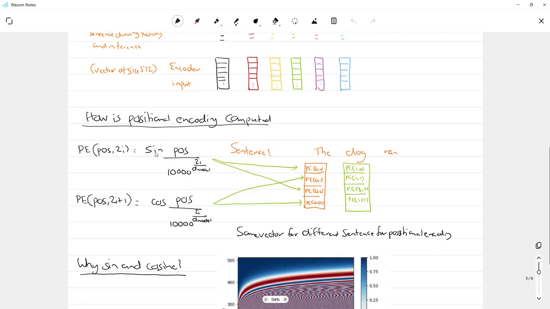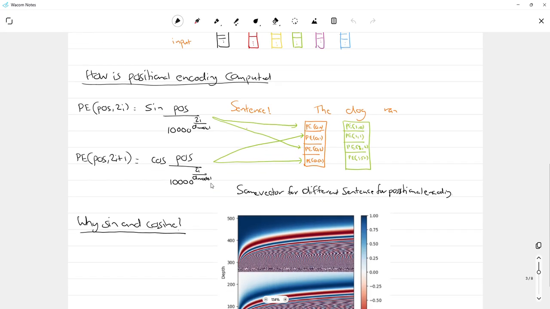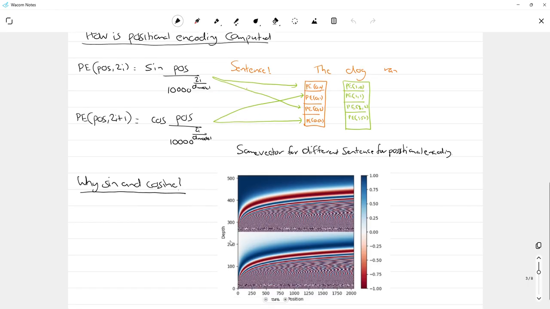Now if you look at the denominator part, this part creates different wavelengths for sine and cosine waves. You can see this in figure 2. As i increases, meaning we look at the higher dimensions within the embedding vector, the denominator gets larger, making the wavelength of the sine or cosine function longer. Conversely, for smaller i or lower dimensions, the wavelength is shorter.